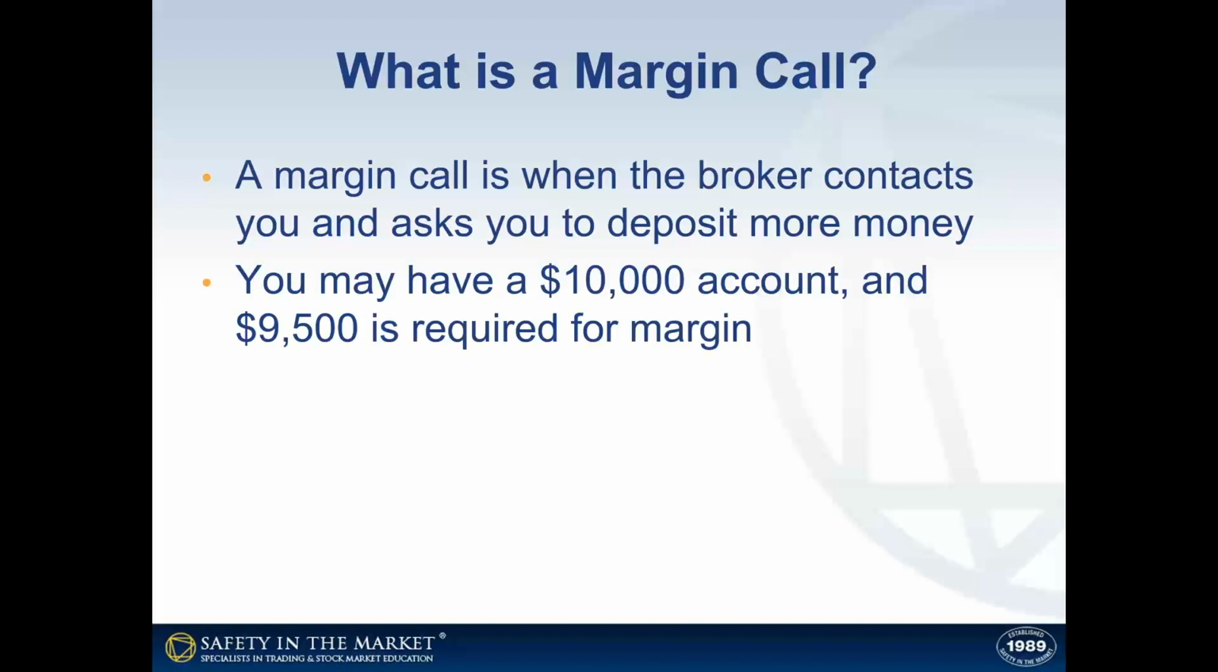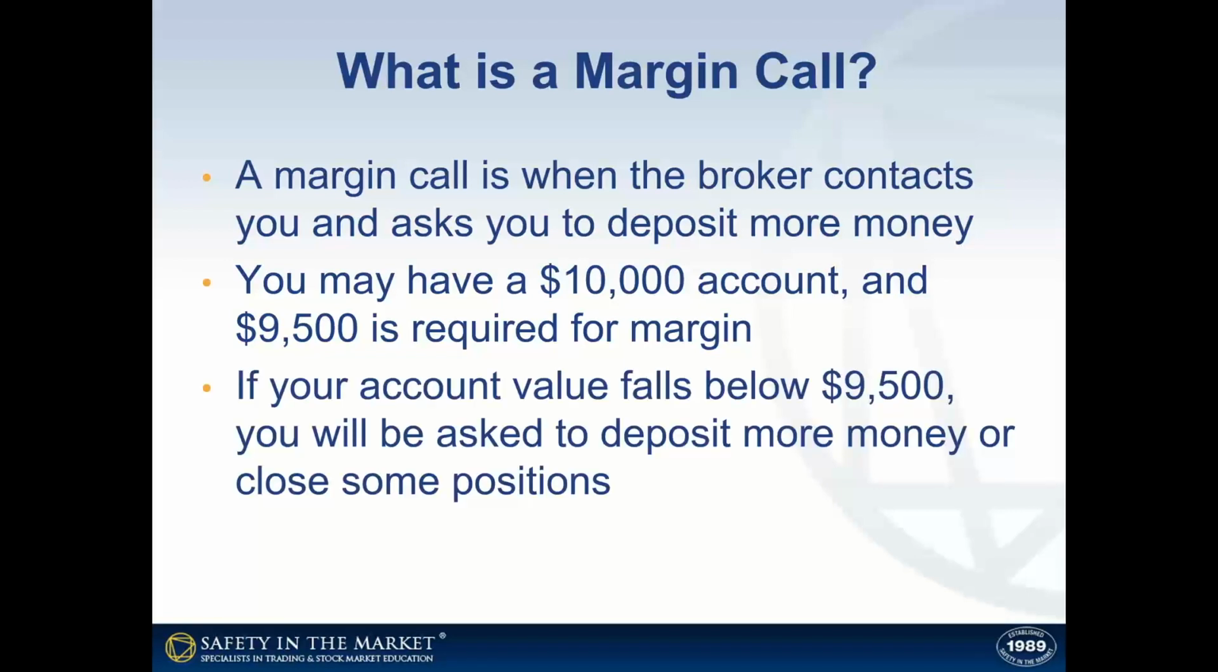So for example, if you've got a $10,000 account, you might tie up $500 in margin, you might tie up $5,000 in margin, or as you can see here, maybe you want to put all that money to use and tie up $9,500 in margin. Now, if your account value falls below $9,500, you will be asked to deposit more money or to close some positions.